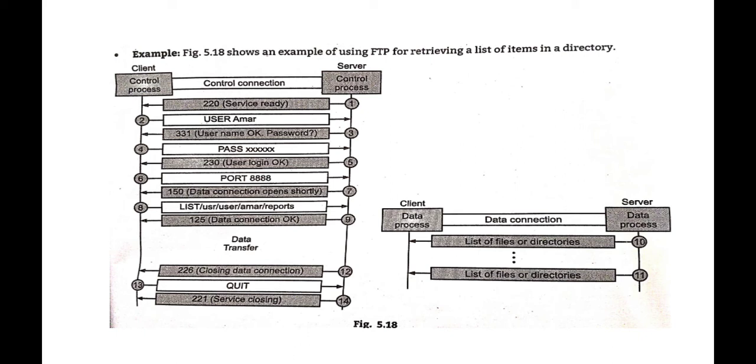Then step number 7, what happened? The port number is 8888. This is the port number of the client computer, the client PC, and it is provided to the server. This is my port number, and you can send the data to that port number. For sending the data, which port number is used? The server uses port number 20 for sending the data, because for the control connection the server uses port number 21, and for the data connection the server uses port number 20.